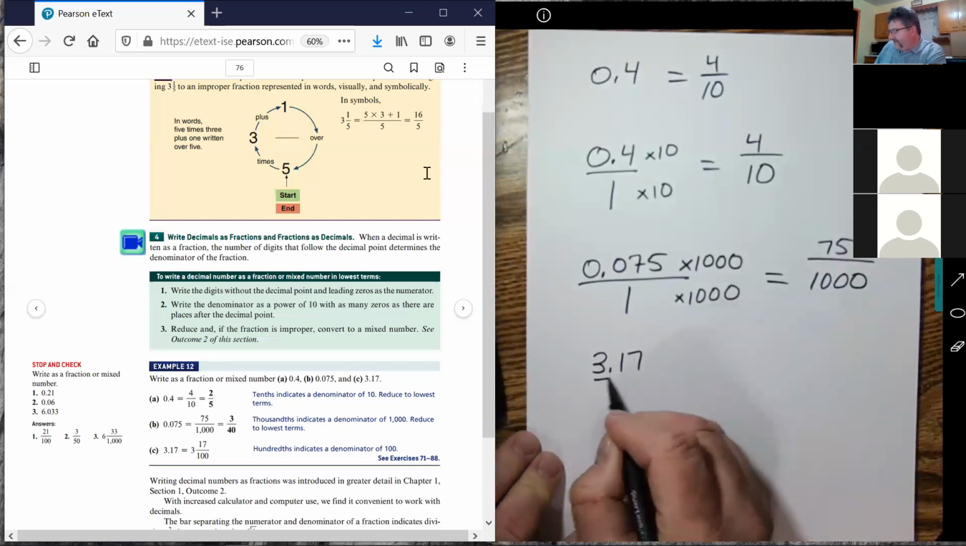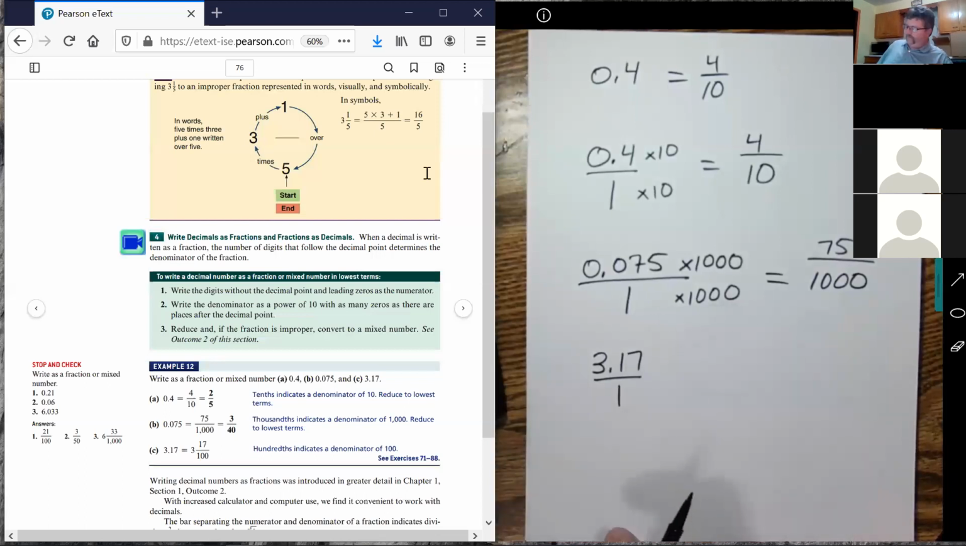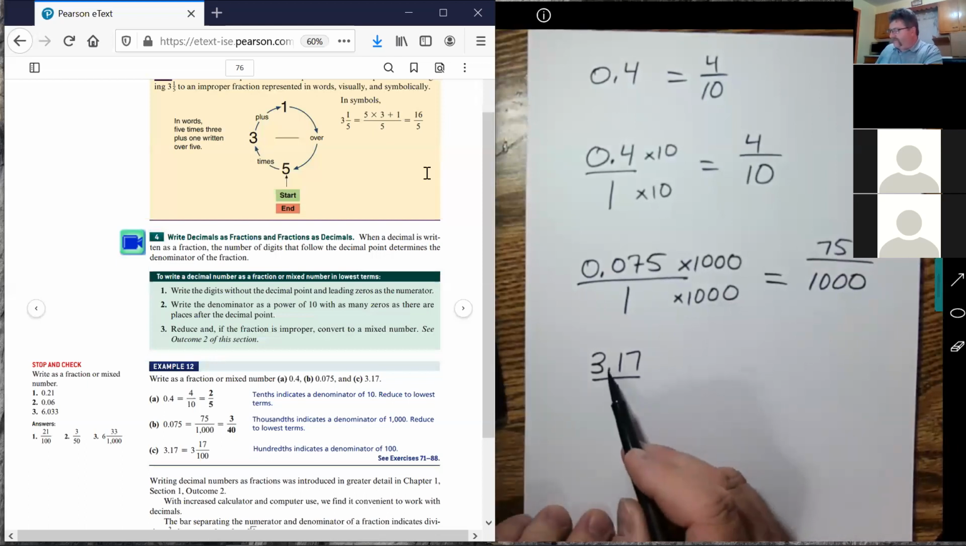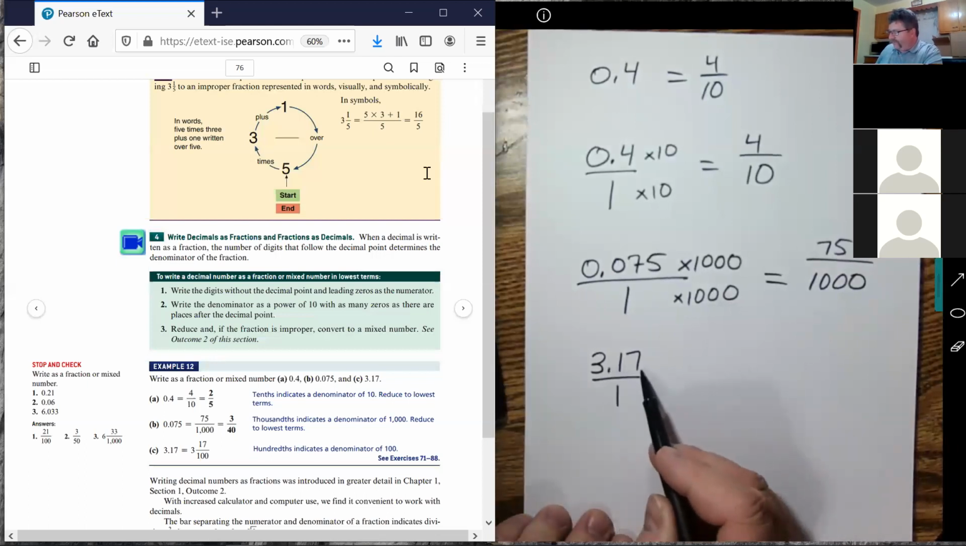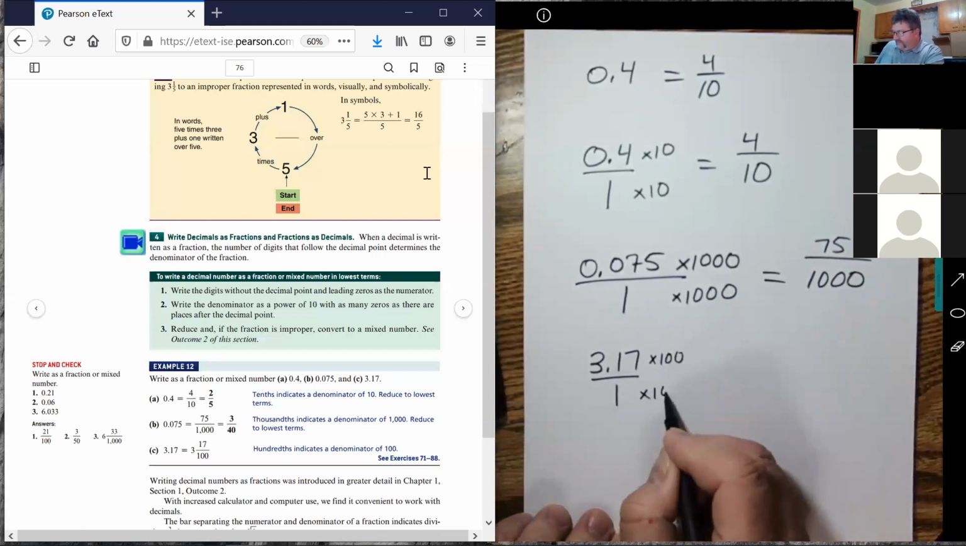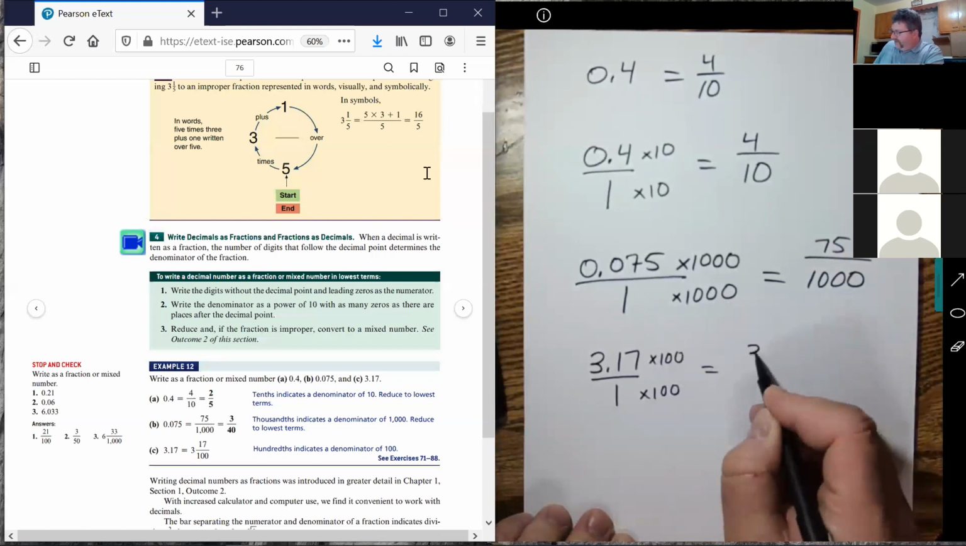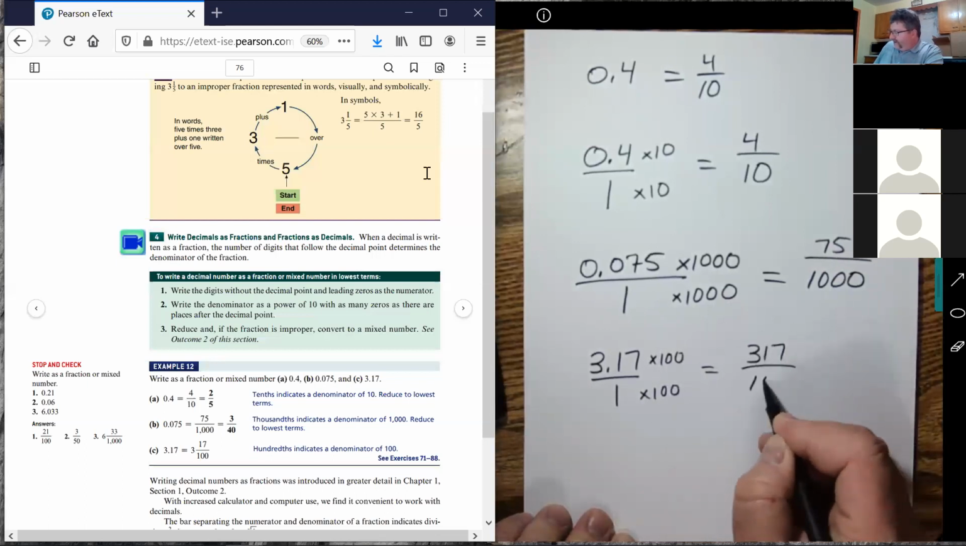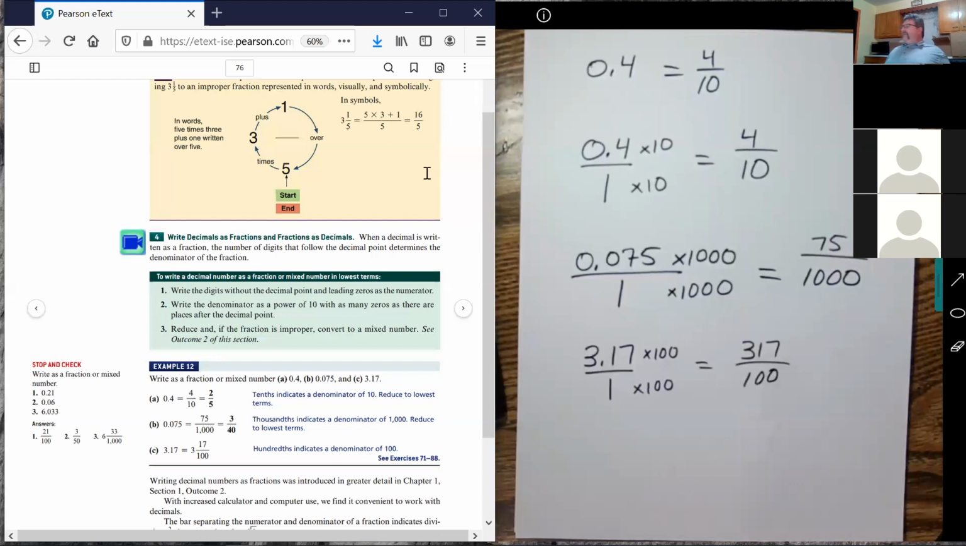3.17. Now if I follow my same logic here, slap a denominator of 1 under it. Okay, ask myself, what does it take to make it a whole number? 2 powers of 10, so times 100. Same thing top and bottom. 317 over 100. Okay. Yes, it's a fraction now, but it's an improper fraction, which we kind of frown on those. We want to turn those into mixed numbers. So the way I'm doing it now is kind of like the hard way.